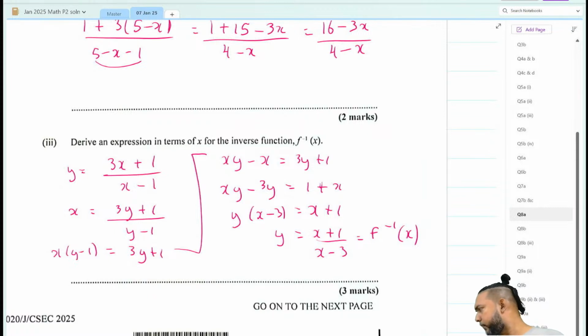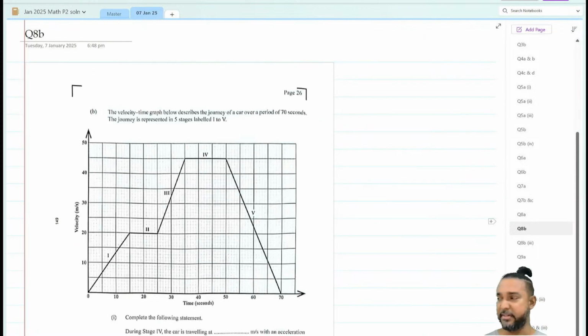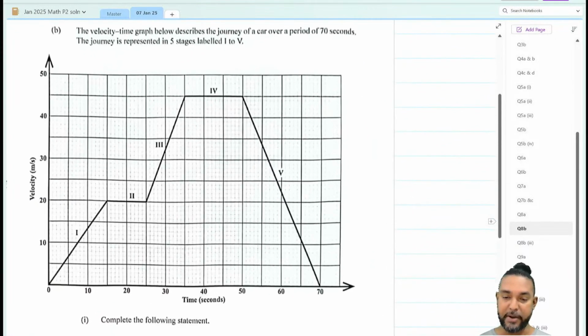All right, so about 10 past. Let's check out part B. I think we have a velocity time graph. The velocity time graph below describes the journey of a car over a period of 70 seconds. The journey is represented in 5 stages labeled 1 to 5.